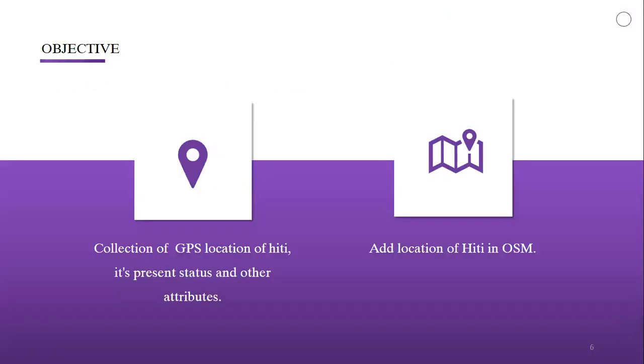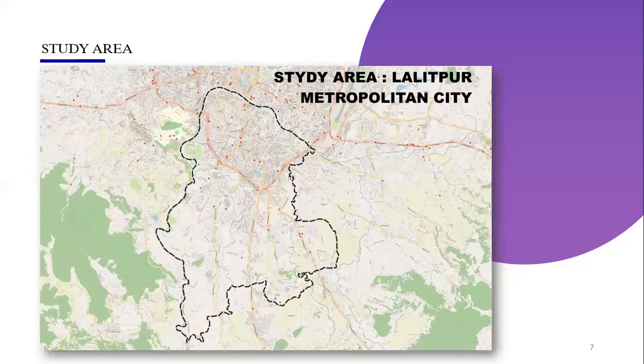Discussing the project objective, the main objective was to collect the GPS location of all the HITIs in Lalitpur Metropolitan City, along with other attribute data like status, renovation date, consumed by, and various other attributes. The other objective was also to add the location of the HITI on the open source platform, OpenStreetMap, so that everybody can access it. These were the major objectives of this project.